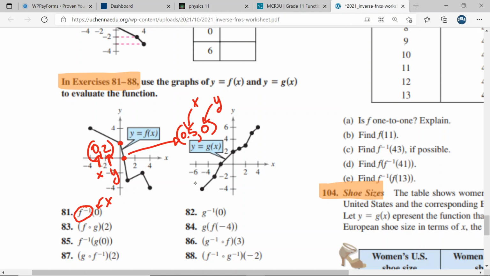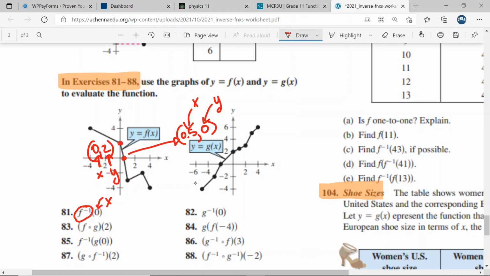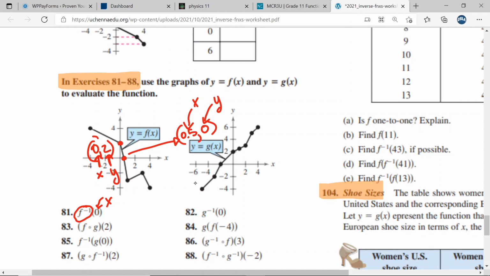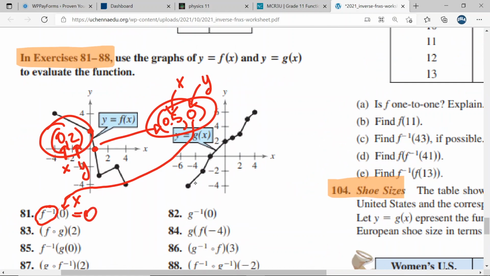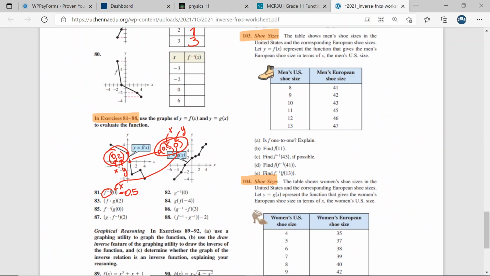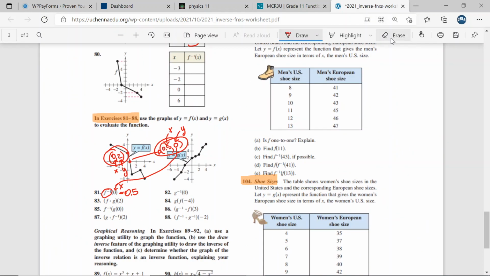Now they're saying, if the inverse when x is 0, well, that used to be a y. So which one of these points do you think I'm looking at? This first one, 0, 2, or the second one, 0.5, 0? I hope you say the second one, because in the original function, whatever is the y will become the x in the inverse. So f inverse at 0 is really equal to 0.5. I'm going to zoom out a wee bit. I hope you understand that.